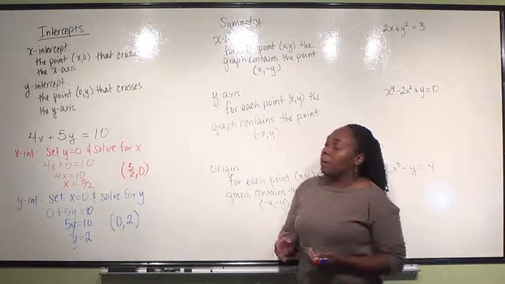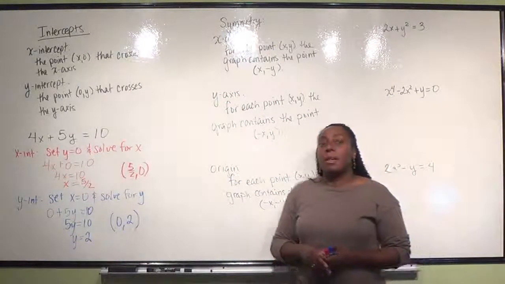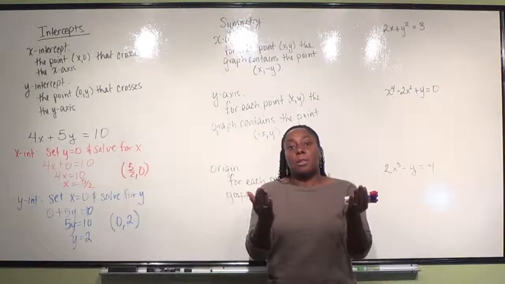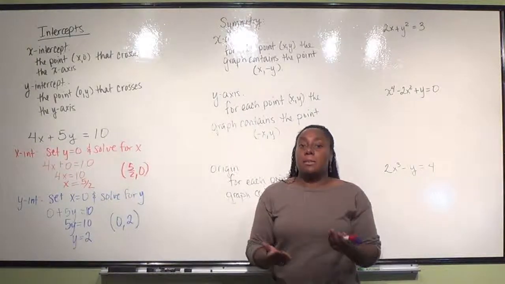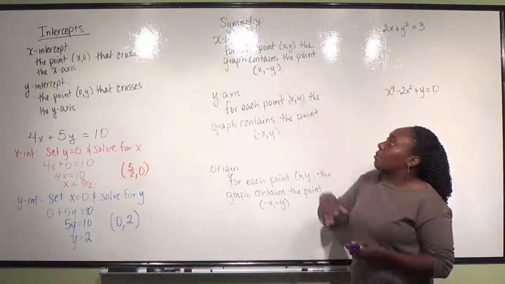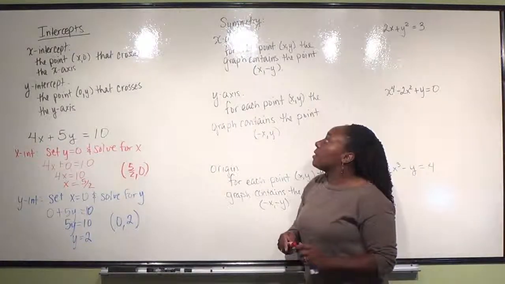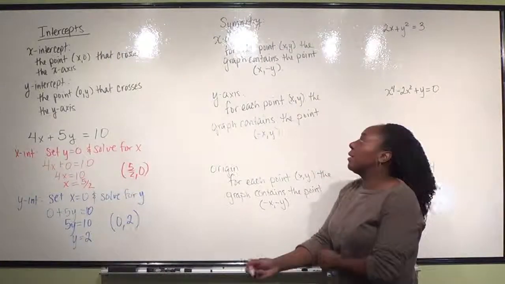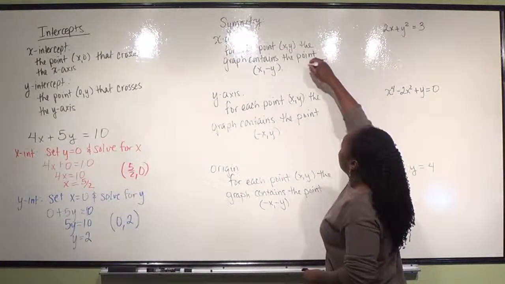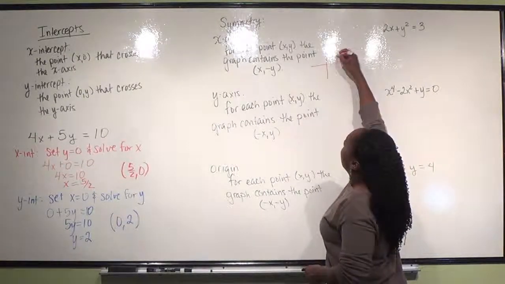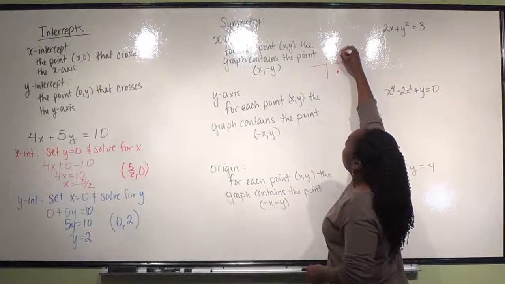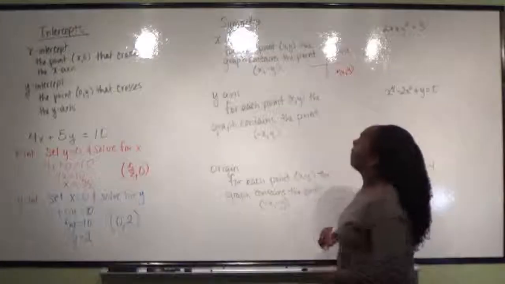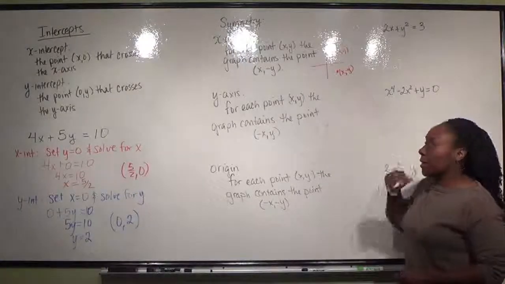By symmetry, the best way to think of it is if I am looking in a mirror and I reflect across that mirror, it's what I see on both sides. If I'm looking at symmetry with respect to the x-axis, this means that for every point (x, y), there's a corresponding point (x, -y). So symmetry with respect to the x-axis would be things like this. If there's this point here, then there has to be this point here. So it goes across the x-axis.